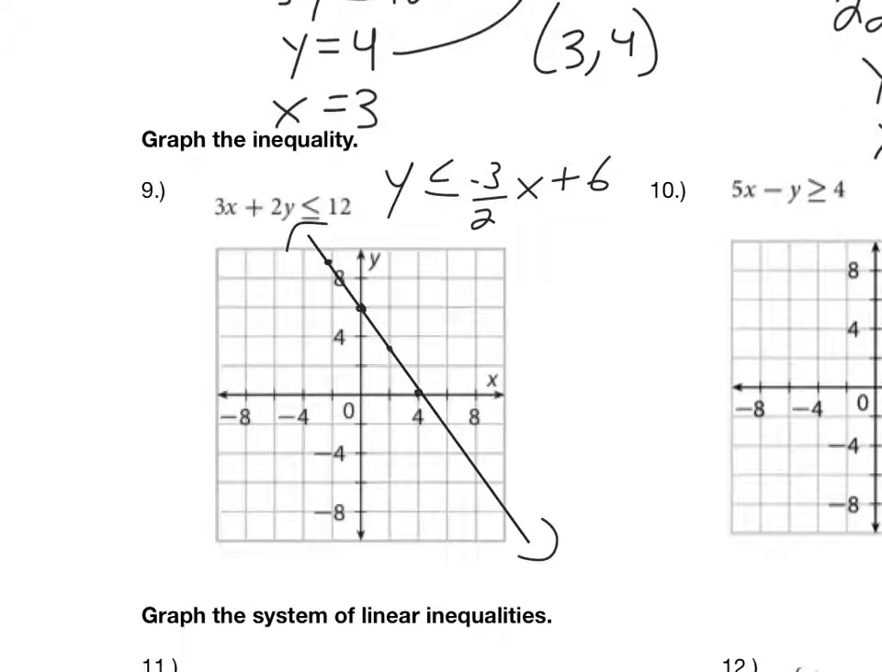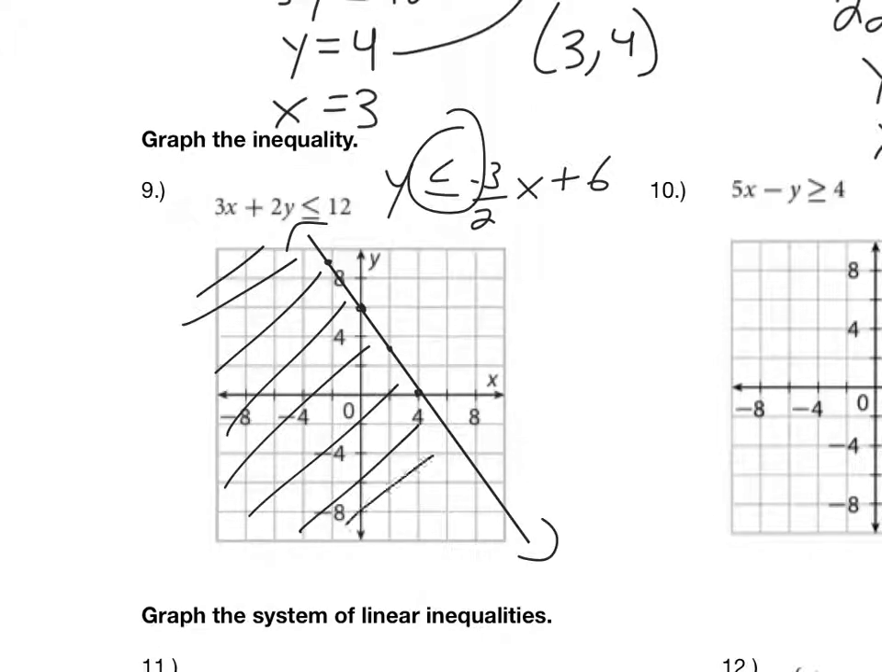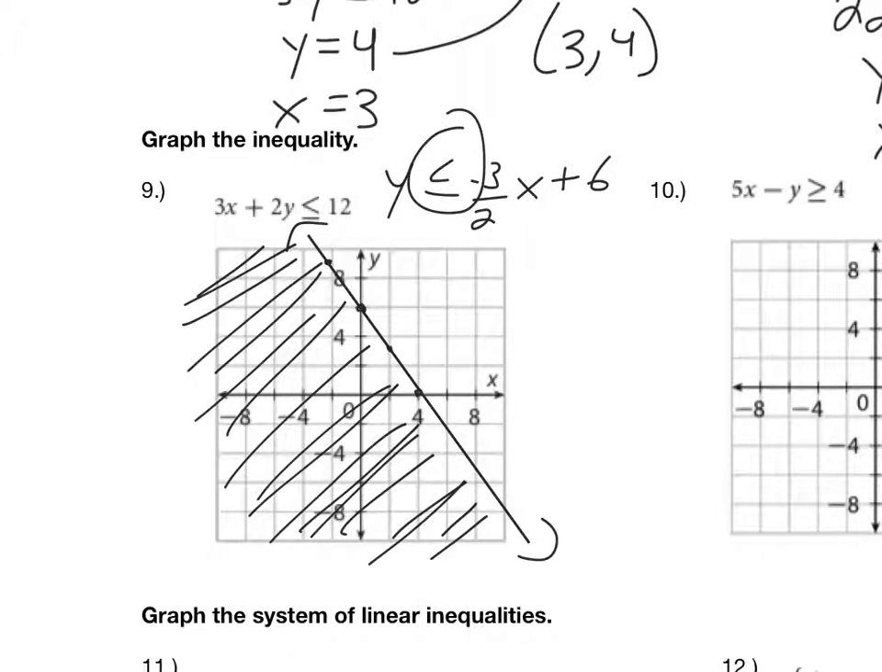So because this was less than or equal to, I'm going to use a solid line, right? And if we look at our formula, it's y is less than or equal to negative 3 halves x plus 6, which means I'm going to shade the bottom portion of this line. And that would be my solution to this inequality.